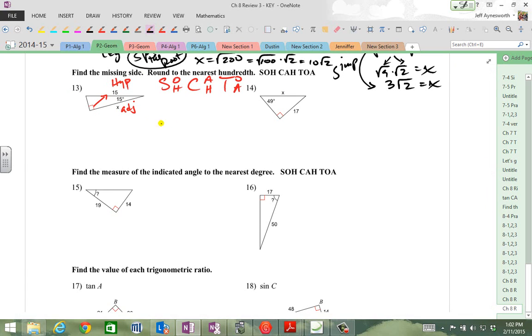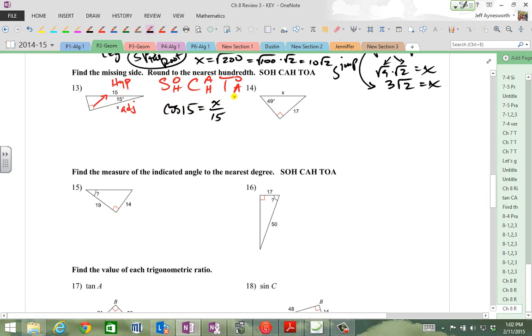All right, here we go. So adjacent and hypotenuse, that's a cosine function. So cosine of my angle is equal to x divided by 15. That's my setup. My process is that I'm going to multiply both sides by 15. And my exact answer is 15 times the cosine of 15 degrees is equal to x.